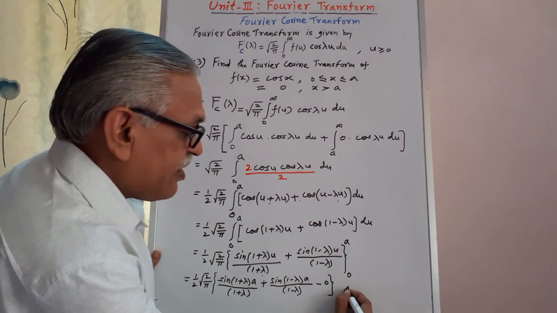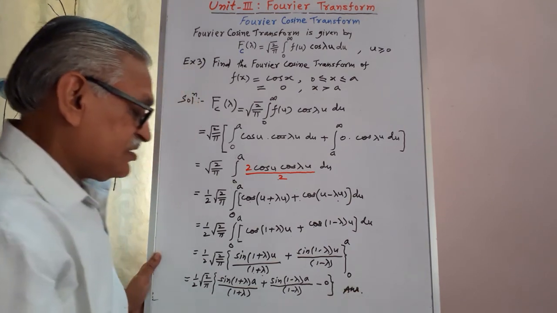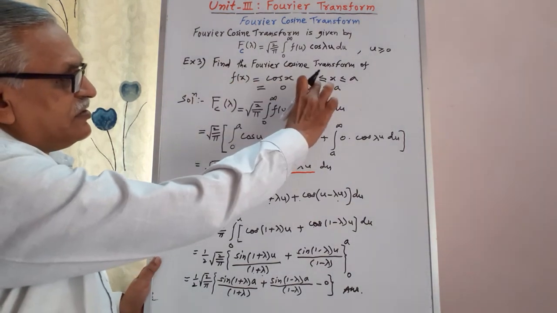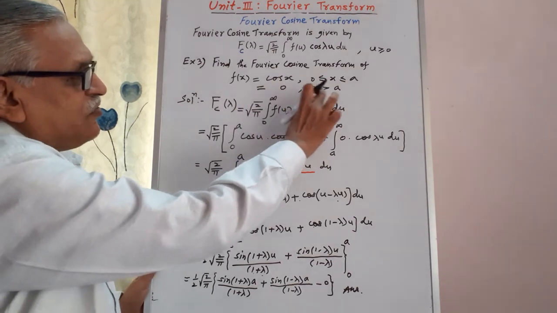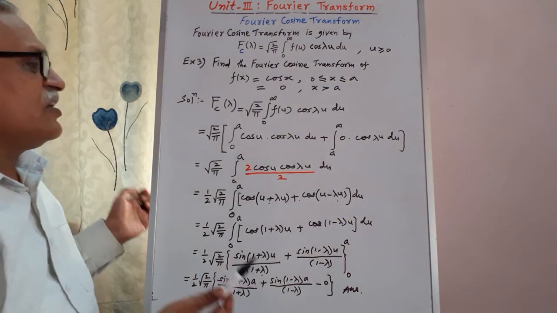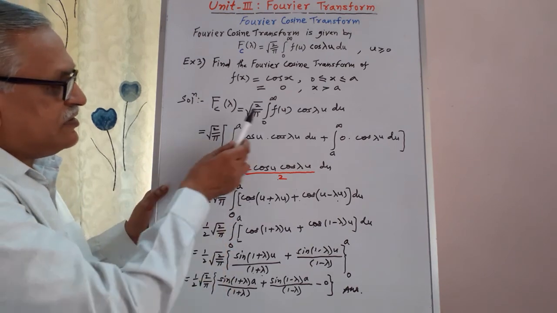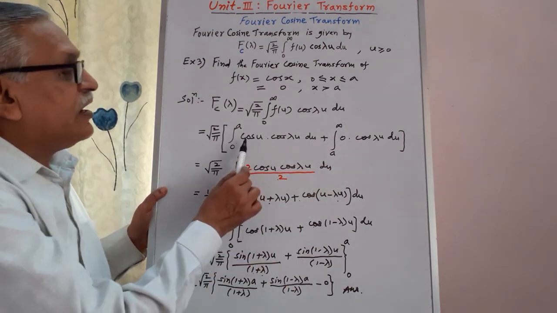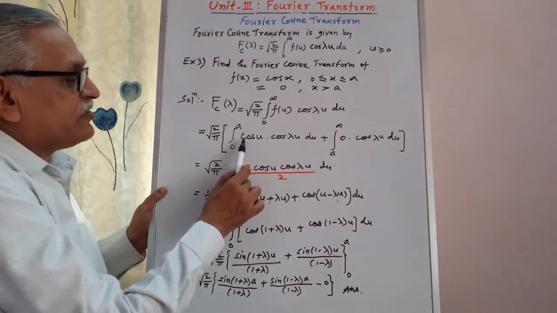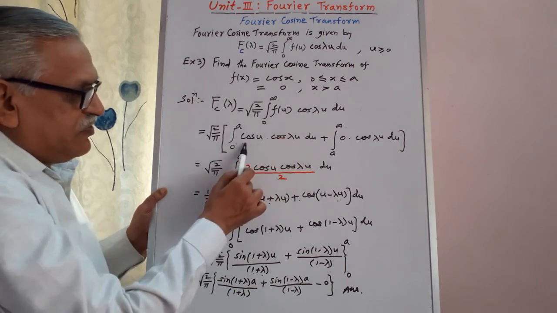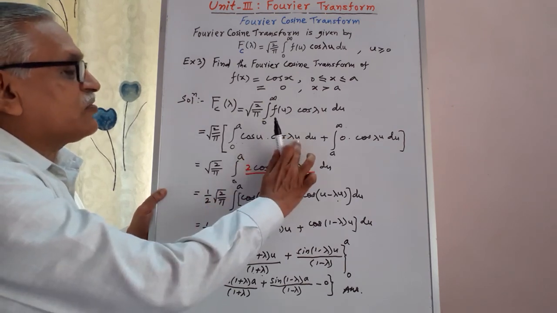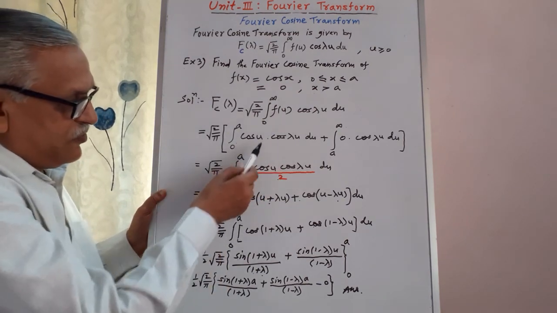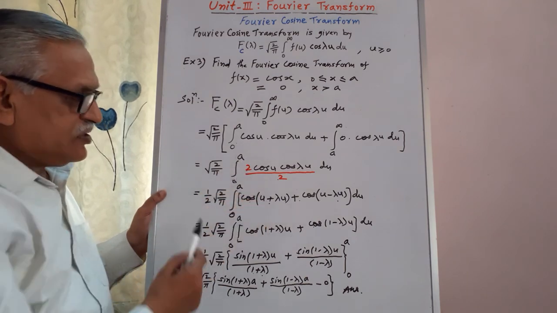This is the required Fourier cosine transform of the given function f(x) equals cos x for 0 to a, and the second value 0 for x greater than a. Therefore, once again I will repeat the steps. Splitting that integral as 0 to a and a to infinity. For 0 to a, the value is cos x, means it becomes cos u when it is f of u, multiplied by cos lambda u. Direct integration is not possible, therefore we multiply it by 2 and divide by 2, so that there is no change.